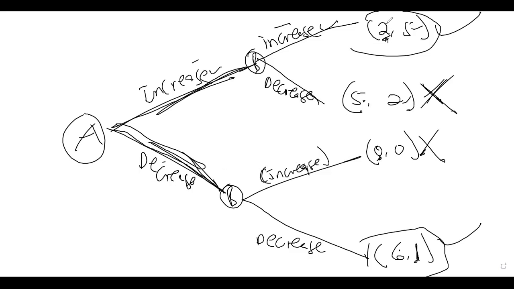So for me, between 2 and 6, 6 is better. So I will play decrease. Once I play decrease, the second player will also play decrease. That means that the best out of the 2 Nash equilibria is to play decrease, decrease. And that is the sub-perfect game, all right? So this will bring us to the end of our discussion on game theory.